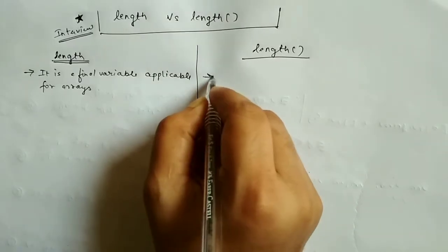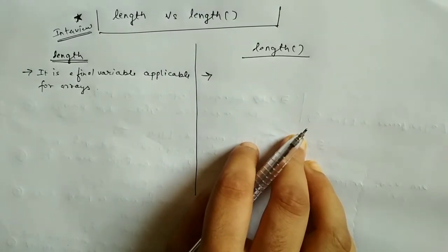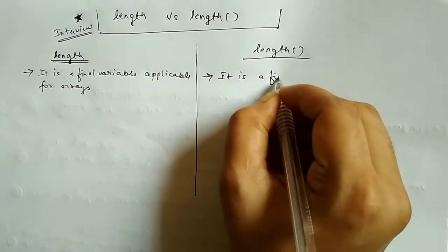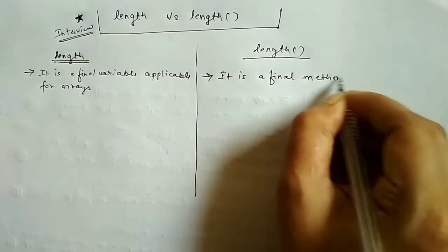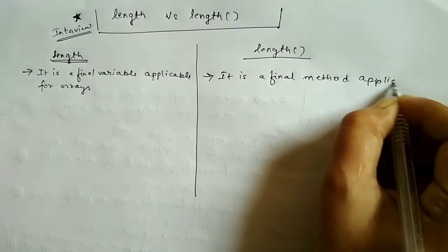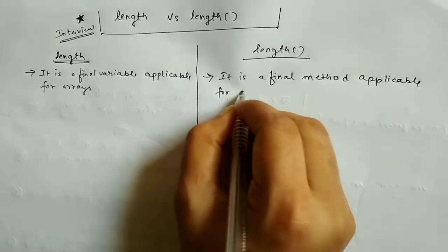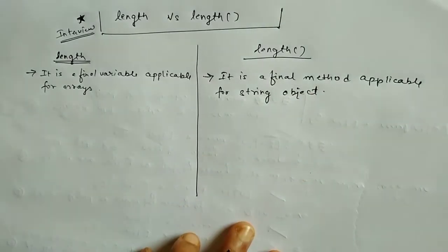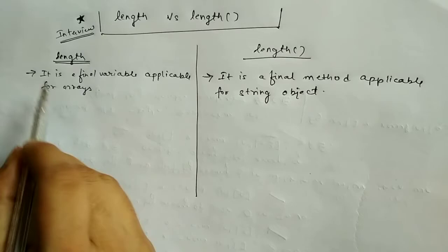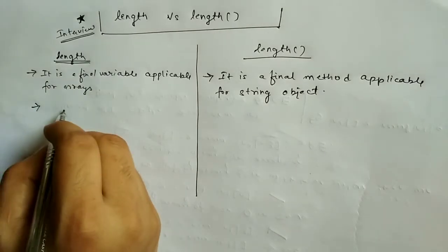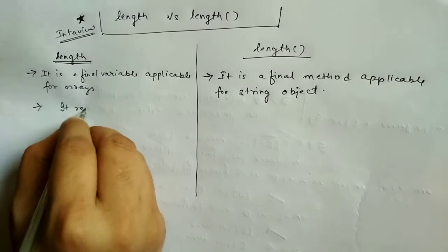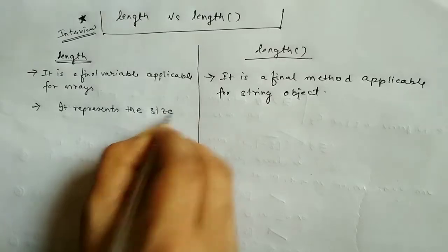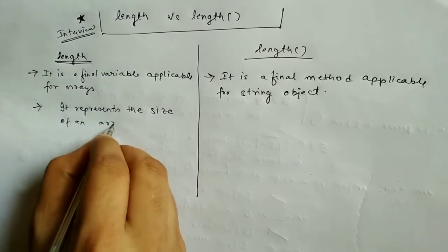So what is the length method? Length method is a final method applicable for string object. So what does the length variable do? The length variable represents the size of an array.